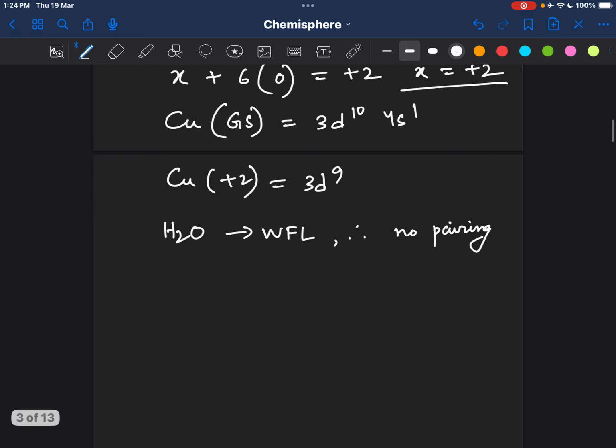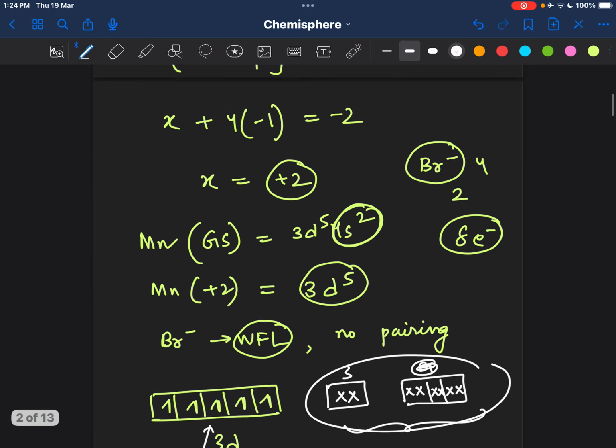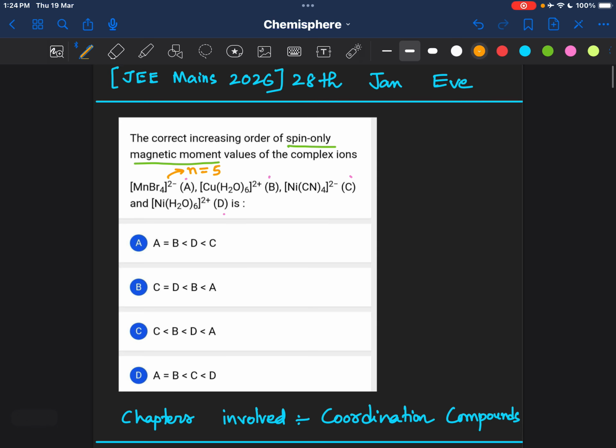So therefore if we look at the configuration, 1 2 3 4, 1 2 3 4 5 6 7 8 9. So therefore there is 1 electron which is unpaired, so n value is going to be 1. Okay, so for this particular complex, the value of n is 1. So let us write it down: for this one, n is equal to 1.